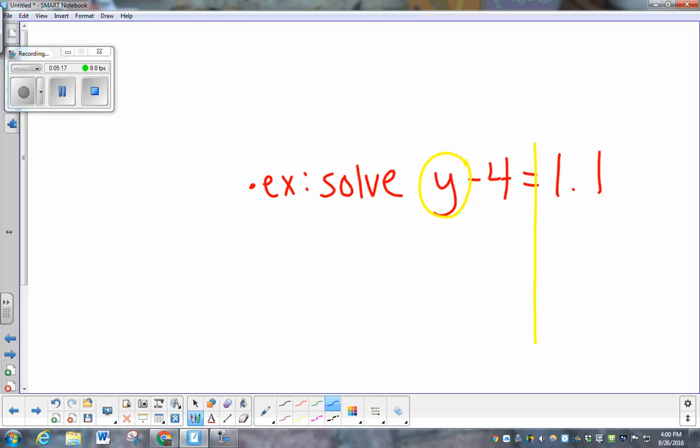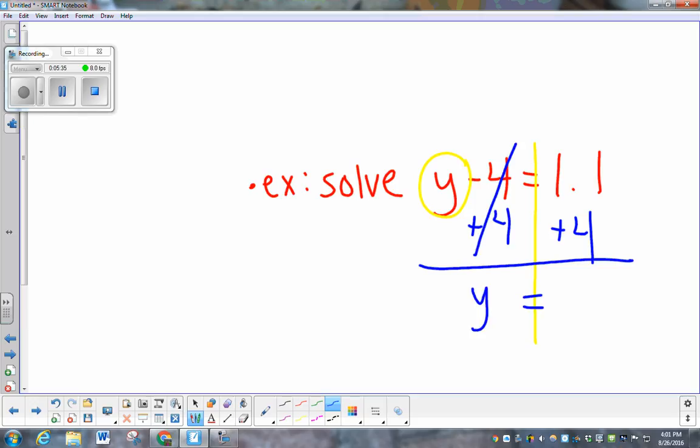So to get rid of the minus 4, you need to think of the opposite operation. So we're going to add 4 to each side. Draw a line so you can figure out what you have left. Minus 4 plus 4 on this side, well, that's 0. So we're just left with y, because y plus 0 is just y. So y equals 1.1 plus 4. So we have 5.1.